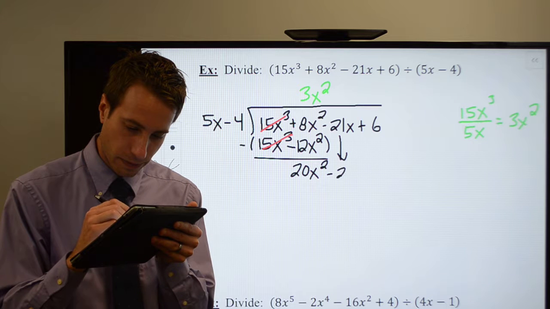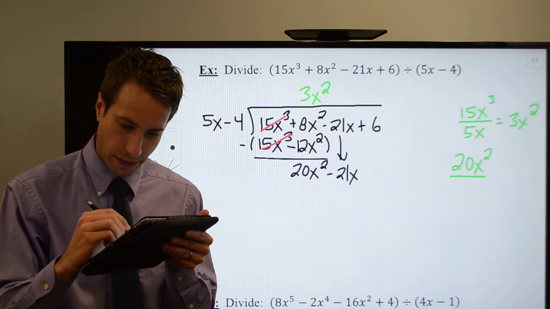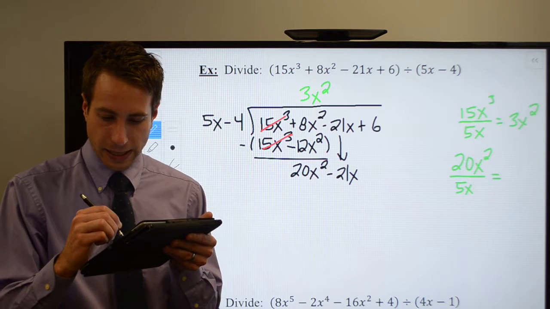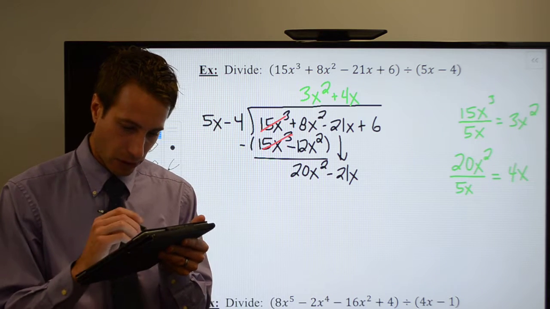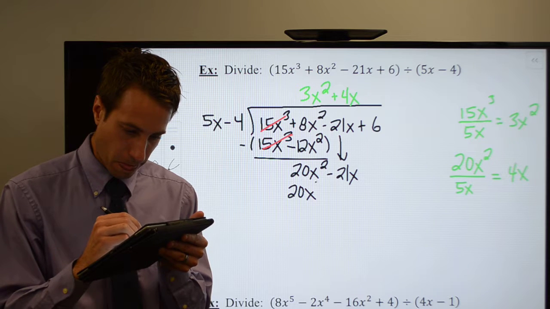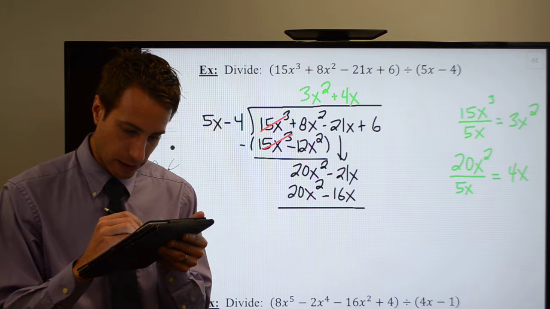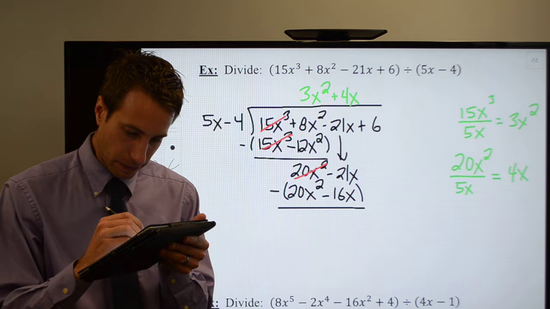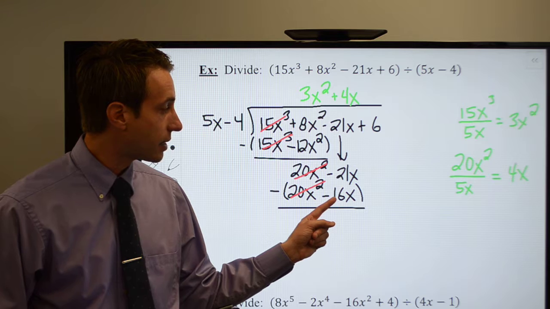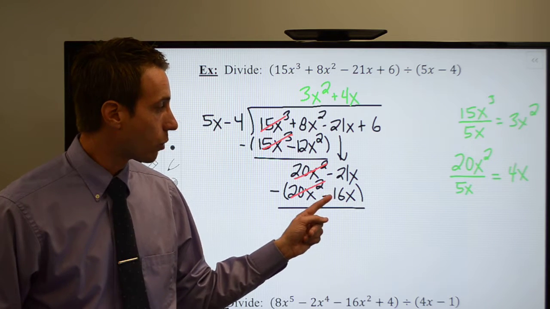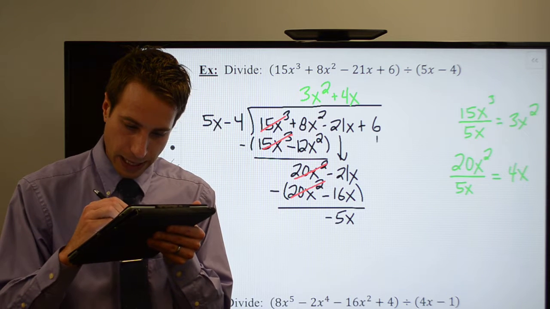Bring down. And we do it all over again. 20x squared divided by 5x means that I have 4x. Okay, multiply it out. Minus 16x. Okay, I distribute the minus sign, which gives me a positive 16. So a negative 21 plus 16 should be minus 5. Bring down that last term.